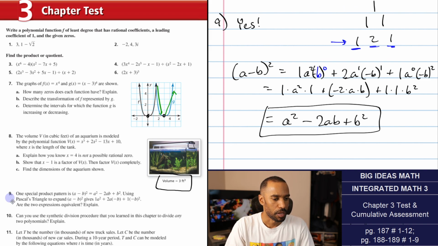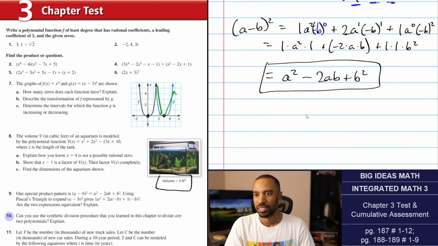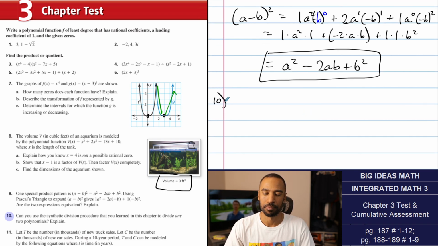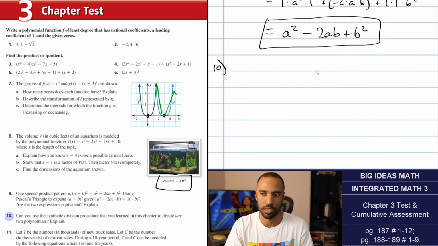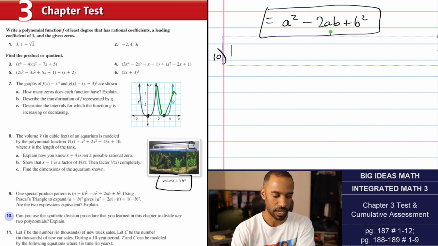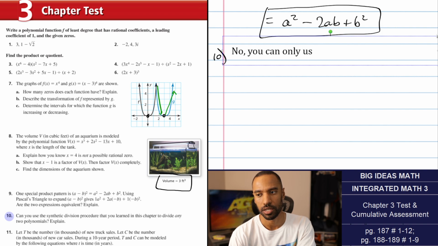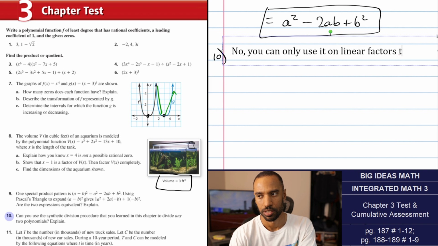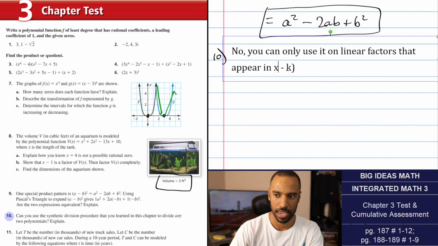I tried. Number 10. Can you use the synthetic division procedure you have learned in this chapter to divide any two polynomials? Explain. Not really in full, no. There are some that you could break up into multiple factors. I think to just answer this question here, and I'm not going to get into full bore teaching, once again, full bore is now my new phrase, no, you can only use it on linear factors that appear in x minus k form, where k is the root.